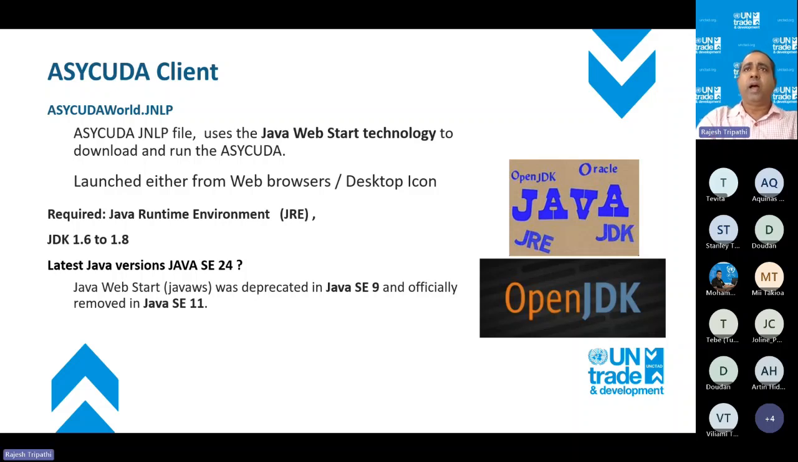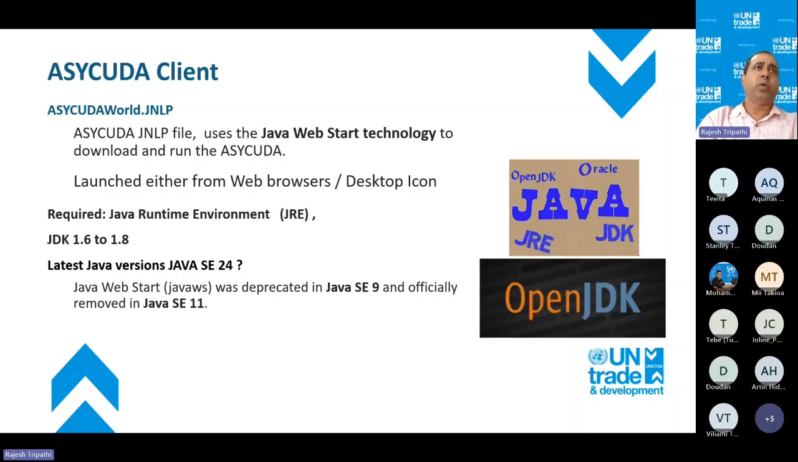So what is required to run ASYCUDA is a Java runtime environment. You may have different Java in your PCs. For those who are using it for a while, they may be using Java 1.6. Some are using 1.7, or some are using 1.8. So depending upon when ASYCUDA was installed in the country, there are different versions of Java that were installed at the time of deployment of the application.